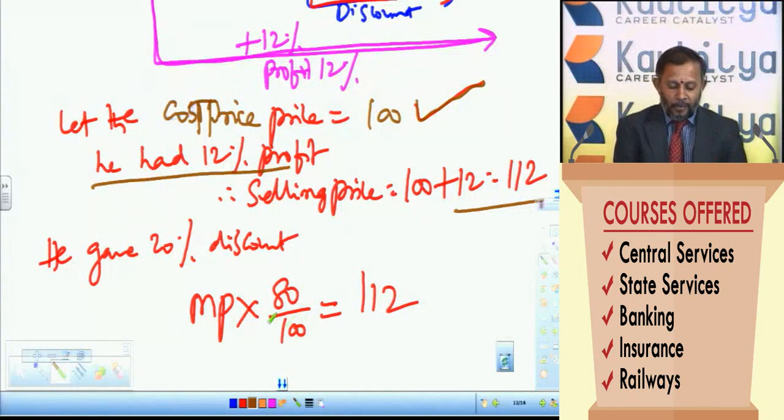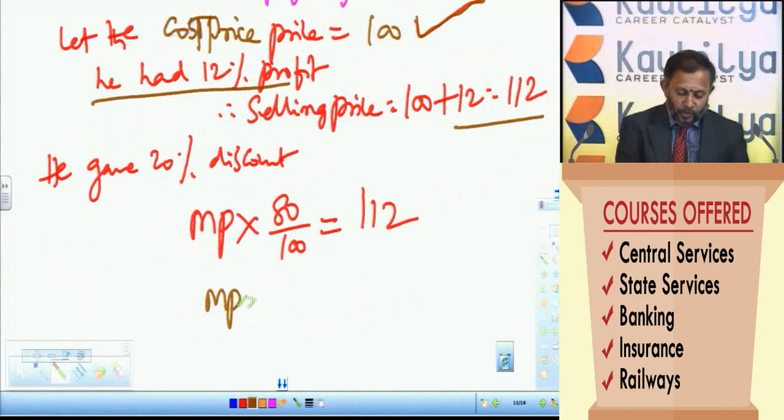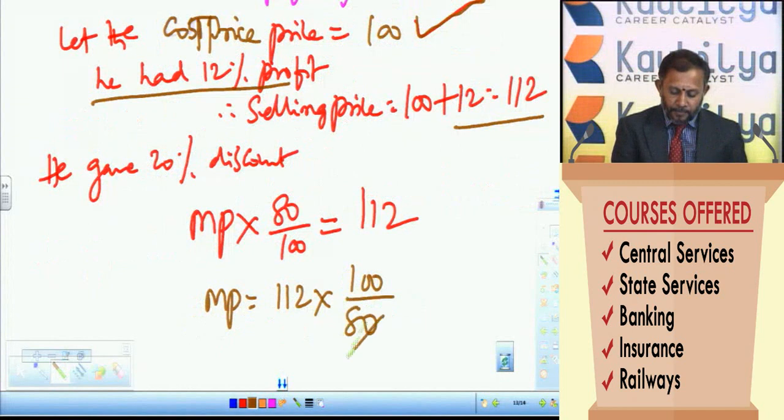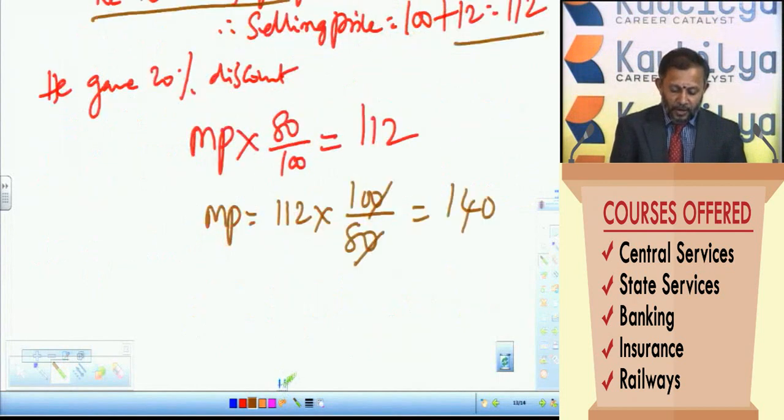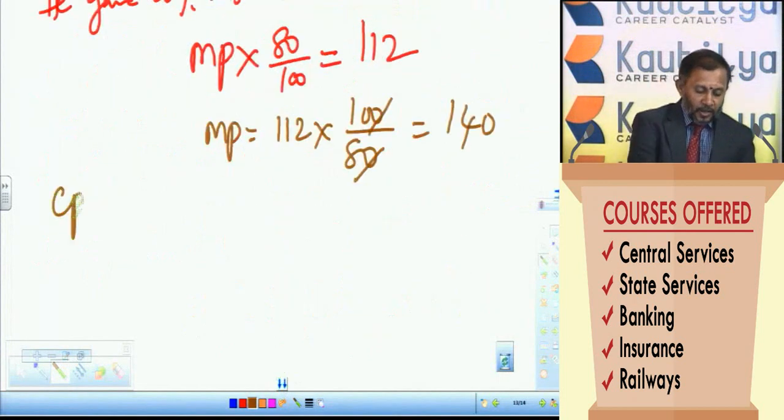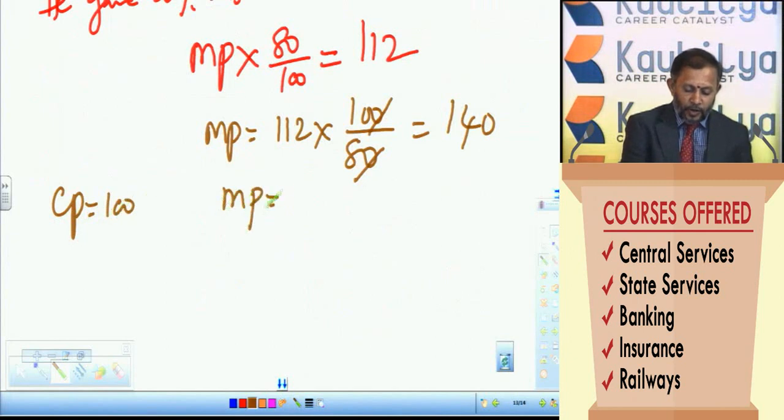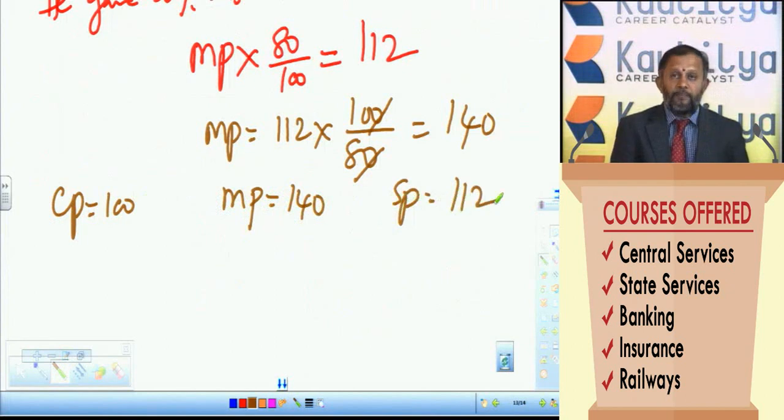So therefore, marketing price into 80 by 100. Therefore, if you do the calculation, 112 into 100 by 80. This 8 gets cancelled for 14 times. We can say the marketing price is 140. So here, what you have to specify is, the cost price is equal to 100, the marketing price is equal to 140, and finally the selling price is 112.